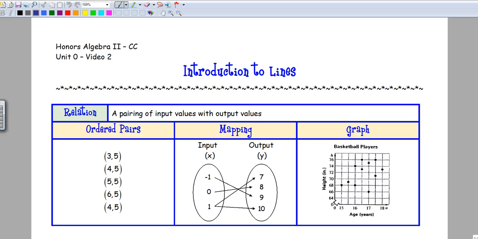Hello, Honors Algebra 2. This is your second video of our Unit 0, and today we're going to be talking about functions and slopes of lines and graphing lines and all sorts of stuff.